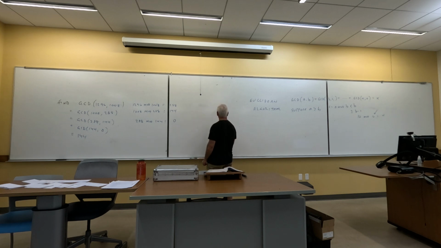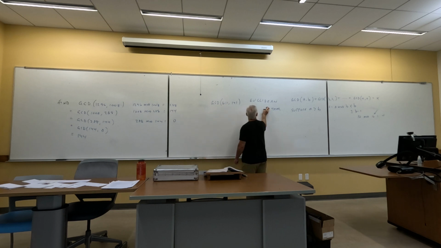Let's see. Let me come up with an easy one. So I want the GCD of 611 and 141.